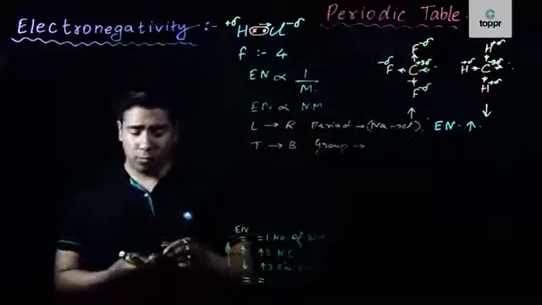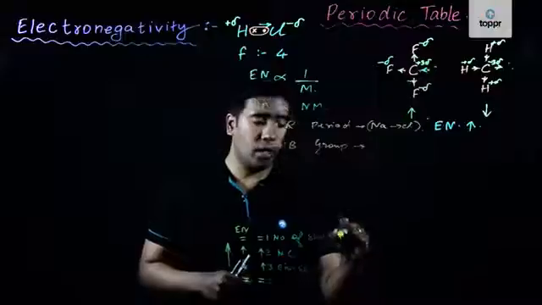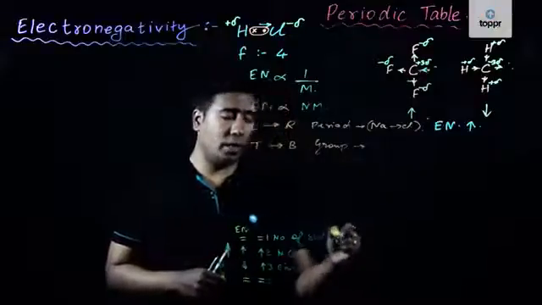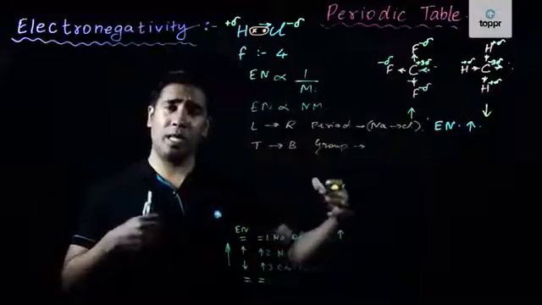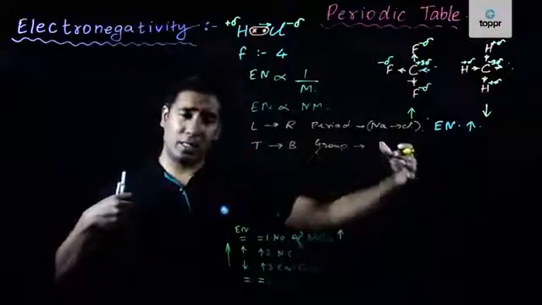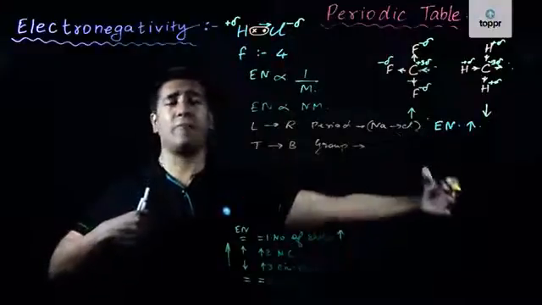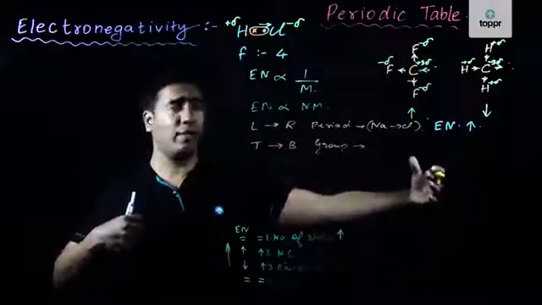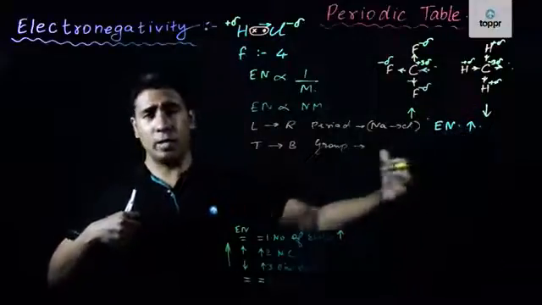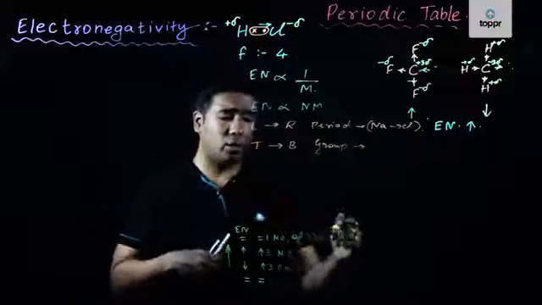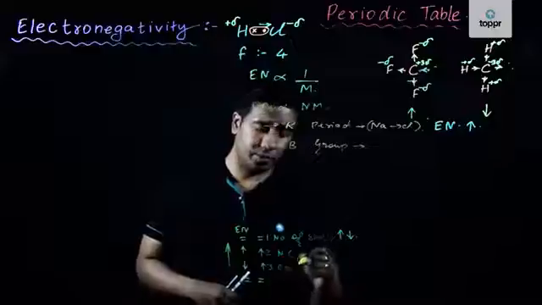We know that as we move from top to bottom in the periodic table, the number of shells keeps on increasing. So if the number of shells keeps on increasing, the distance between the last shell and the nucleus keeps on increasing. As the distance keeps on increasing, the positively charged nucleus will have very little effect on its outermost shell electrons, and it will have very little capacity to attract electrons from the other atom toward itself. Hence, the effect of the increase in the number of shells is that the value of electronegativity decreases.